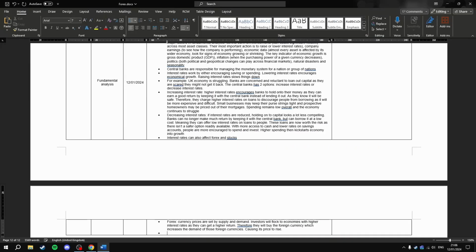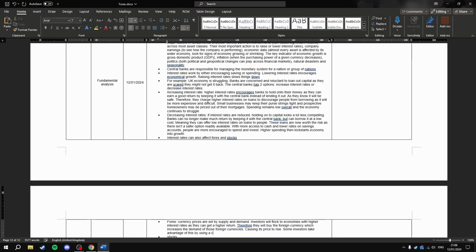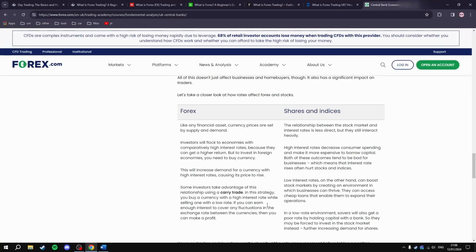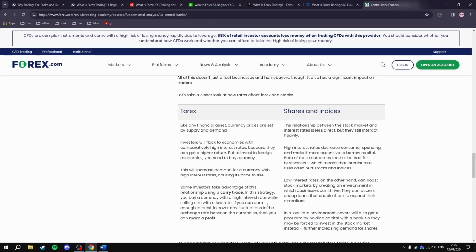Shares indices, so stocks. The relationship between stock market and interest rate is less direct, but they still interact heavily.